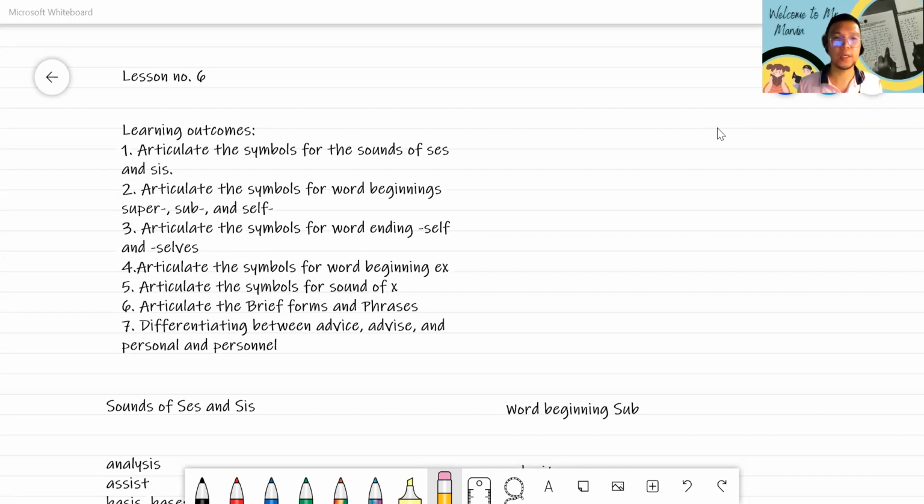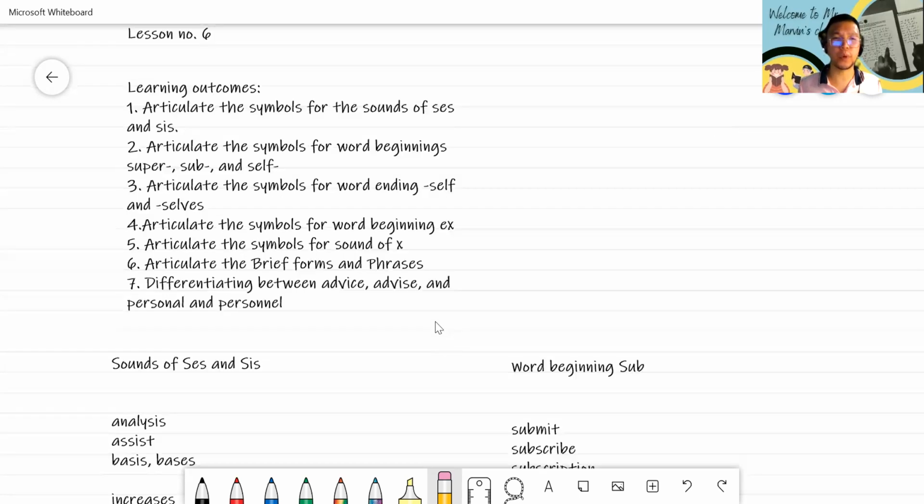And of course the word ending self and selves, and then articulating the symbols for word beginning x, and also the sound of x, and another set of brief forms and phrases, and how we are going to differentiate between advice and personal. All right, so let's proceed with the lesson proper.